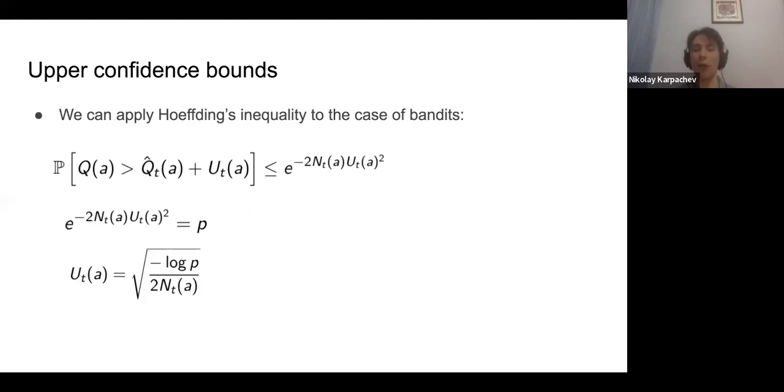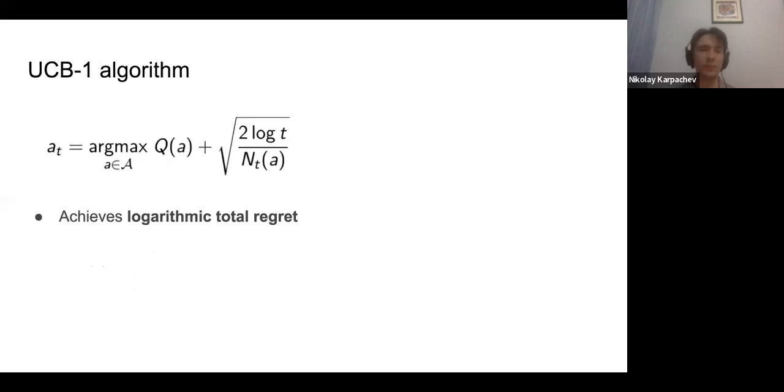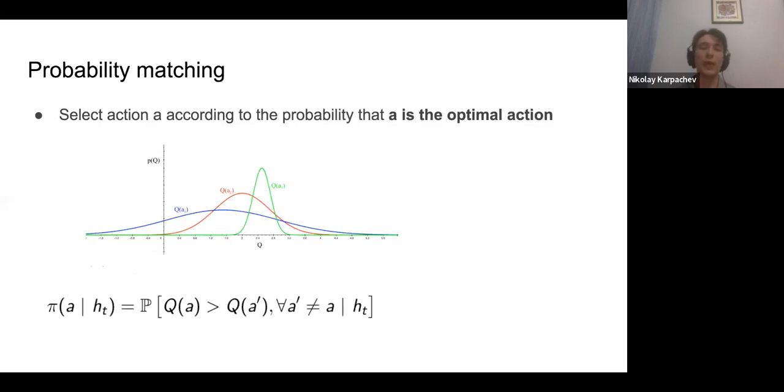So now we know how to estimate 95% quantiles, and that's called the UCB1 algorithm. It also has logarithmic total regret, and we don't need to tune it. Finally, we've seen the probability matching approach, and it's slightly different from the UCB perspective in that we want to select actions proportionately to the probability that they are the best. So not based on the quantiles, but directly comparing action 1 to action 2 to action 3 and estimating the probabilities that some of them are better.